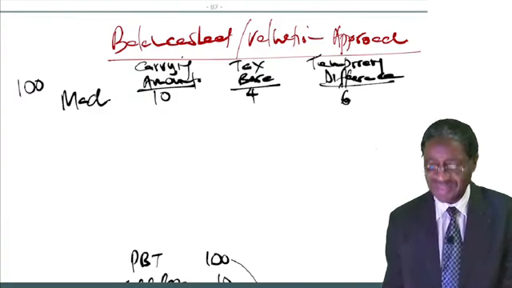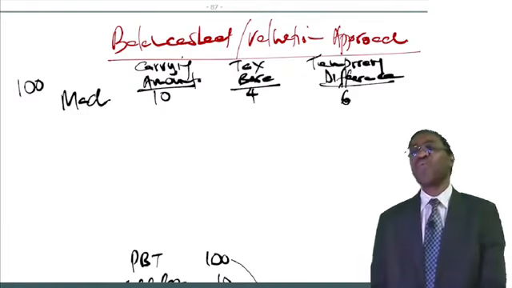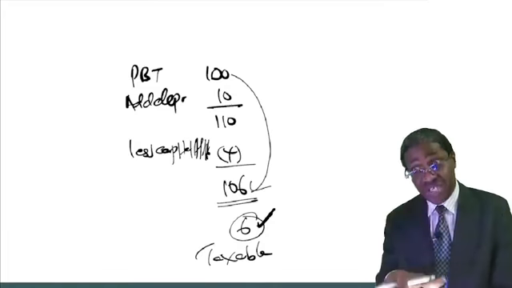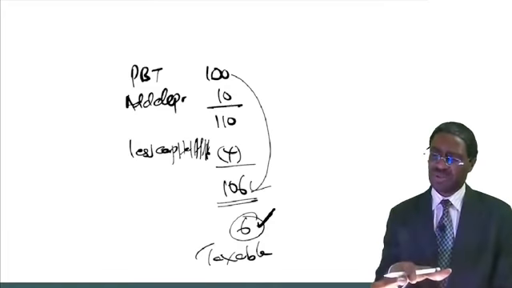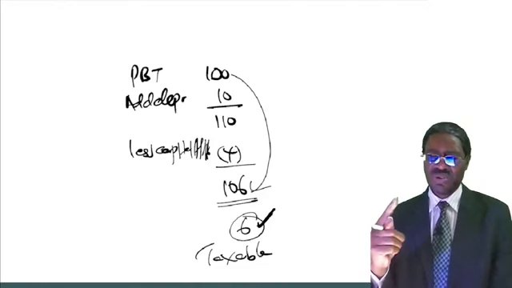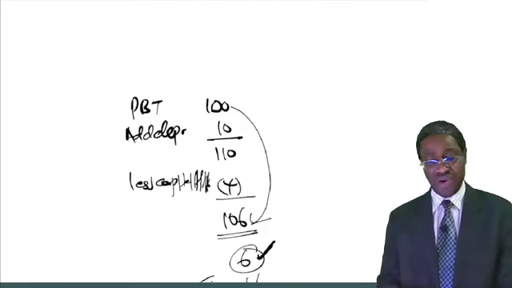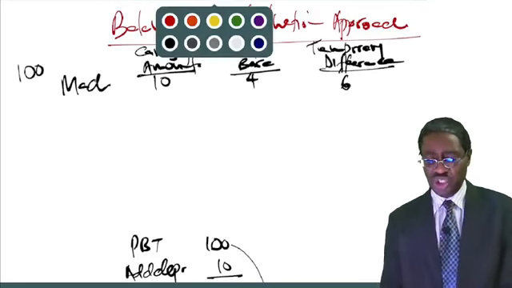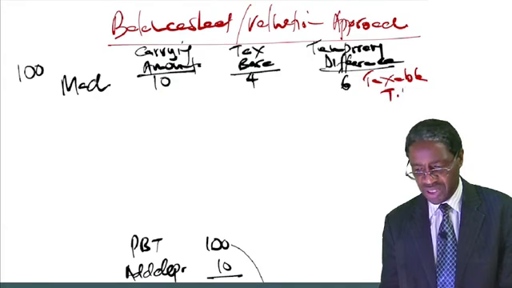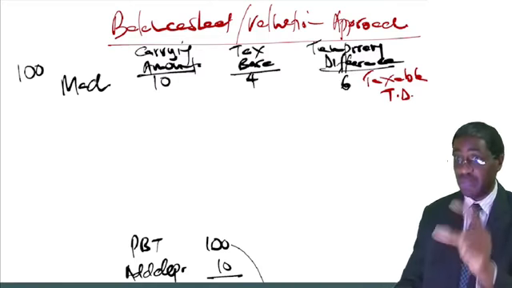Now listen. I have already told you, I know the taxman will require that I also pay tax on that extra 6 million. So to the taxman, that is taxable. It means I know that I'll be required to pay tax on that extra 6 million in the future. Listen to this now. That 6 million, we shall be calling it the taxable temporary difference.